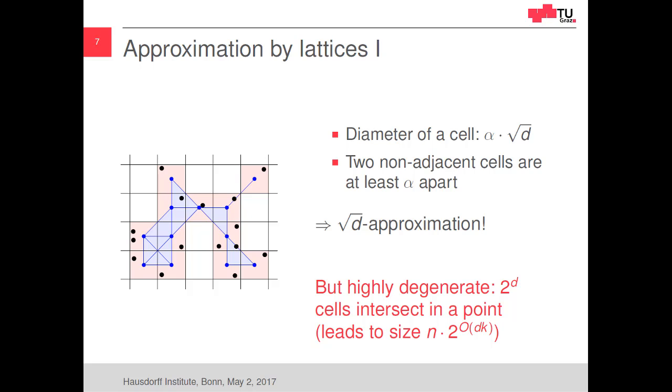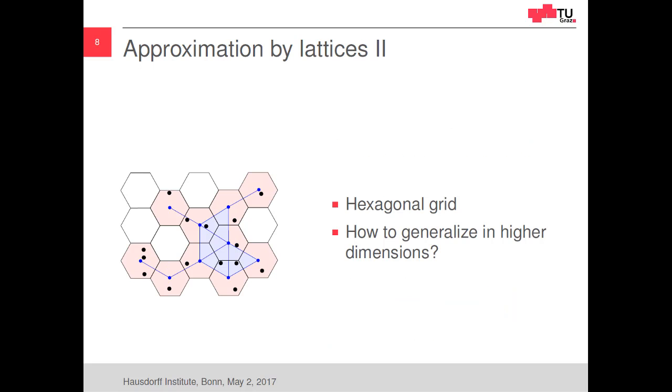But, well, nobody forces us to use the integer grid. We can also just use another grid, and for instance, with the hexagonal grid in the plane, we don't have a degenerate setup. And we can do the same thing, right? We take the full hexagons and we take the nerve of the hexagons as our approximation. That's nice, but how does this work in high dimensions?